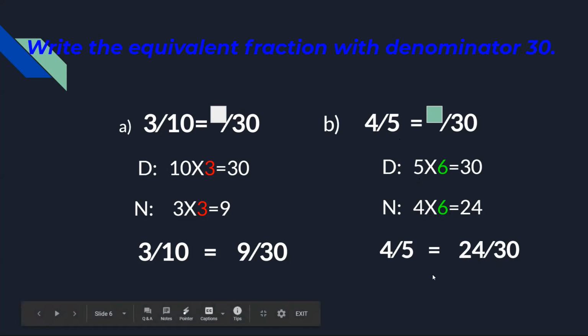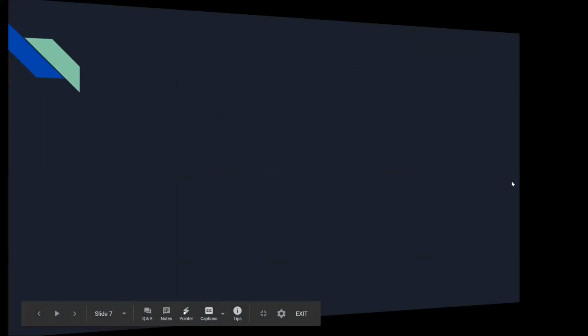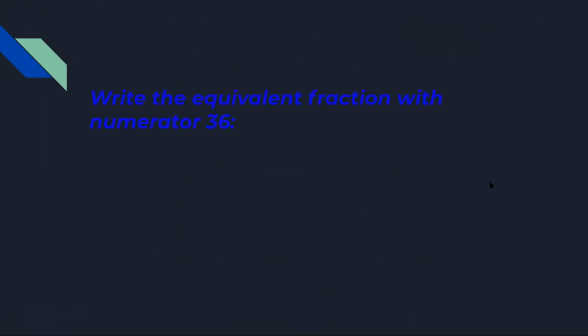In this way, students, we will find out the numerator if the denominator is given. Like in this question, the denominator is given, 30. So we will find out how the denominator will become 30. The same number is used to multiply with the numerator to find out the blank space. Now, let us take the next one.